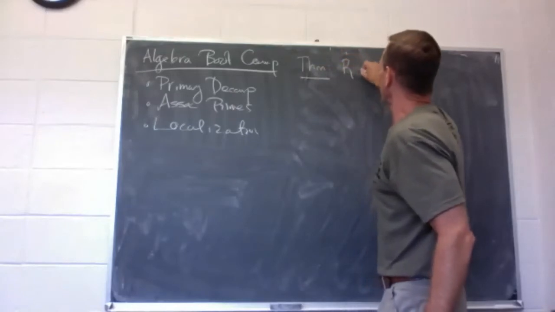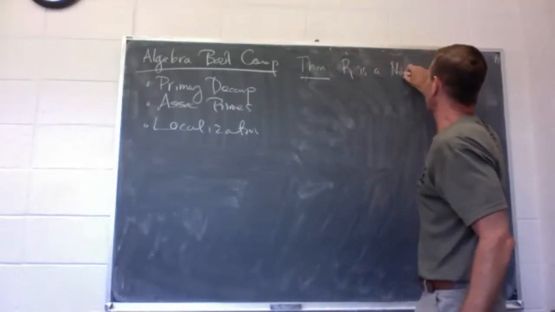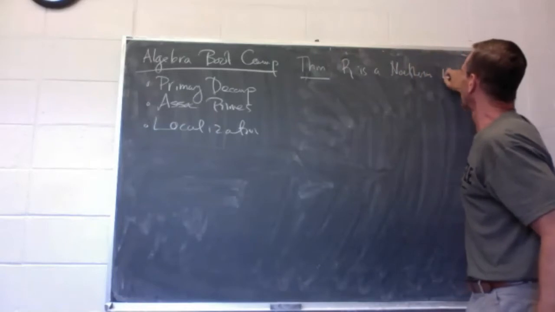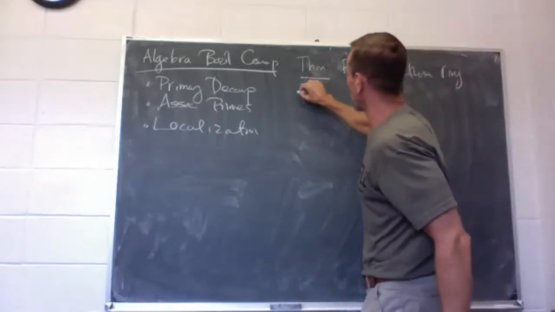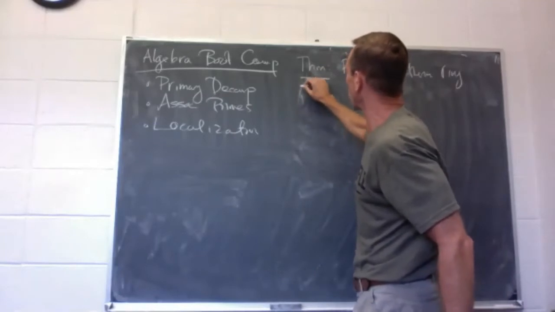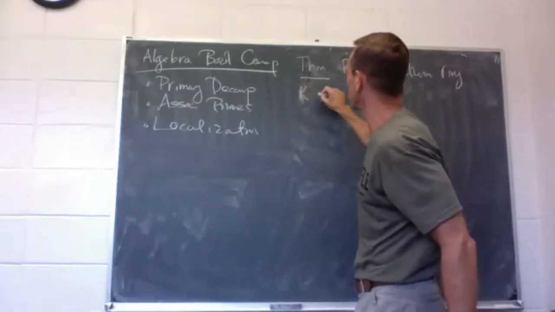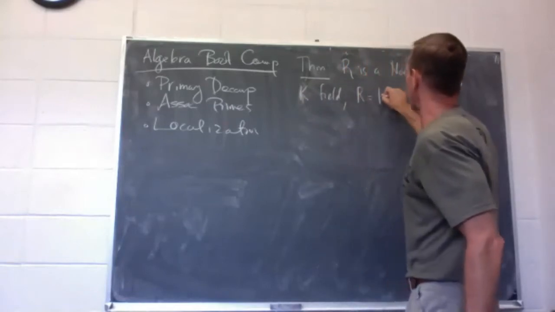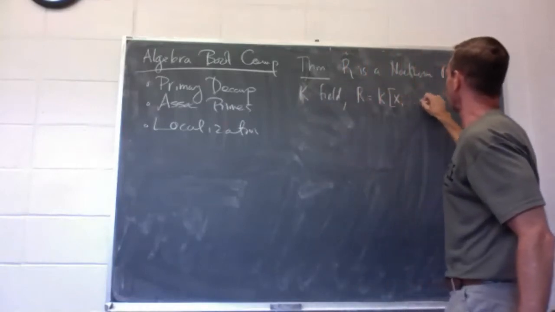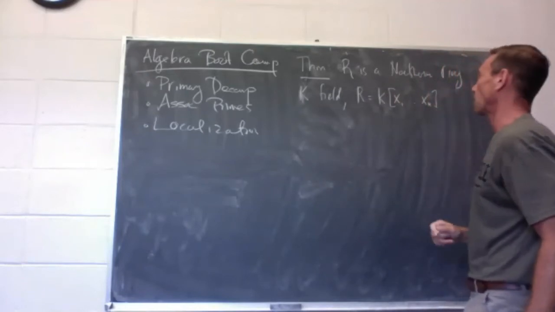If R is a Noetherian ring, and here what we should keep in mind is, of course, for us, the paradigm is polynomial rings over a field. So let's say K is a field, and I'm working with the ring R, which is K[x1, ..., xn], for example. This is the paradigm of a Noetherian ring.